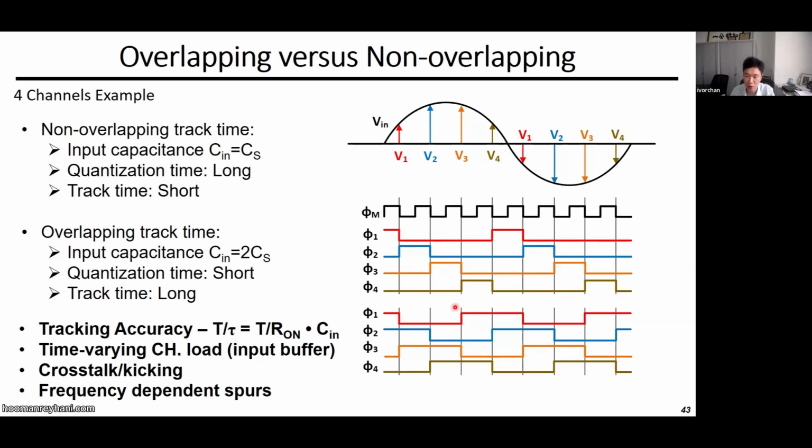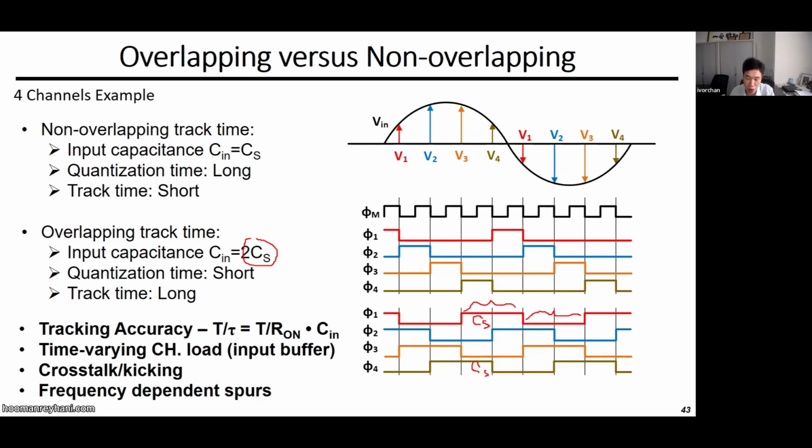When you have the overlapping architecture, you will see 2 times the sampling capacitance. When channel 1 is seeing this CS, you're also seeing the channel 4 CS. That is where these 2 CS come from. Of course, by that you will have a shorter conversion time, but a longer track time over here.